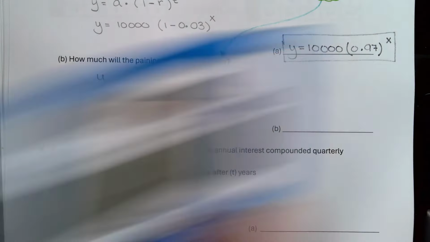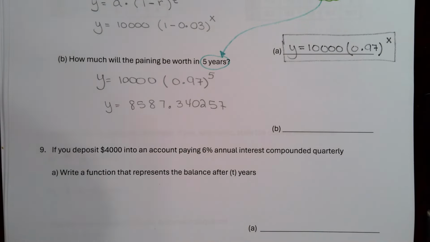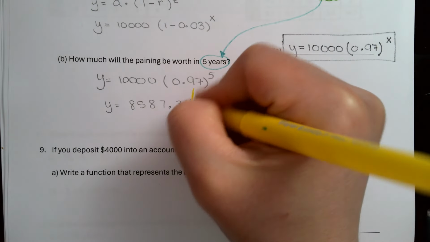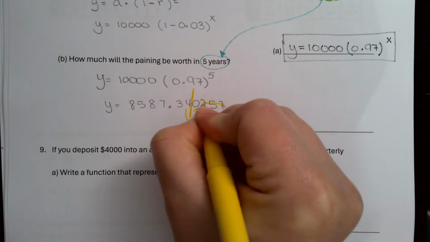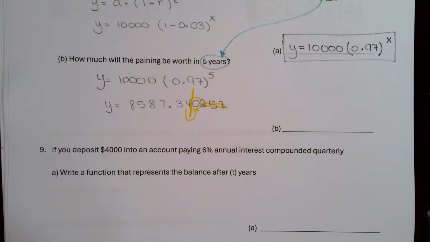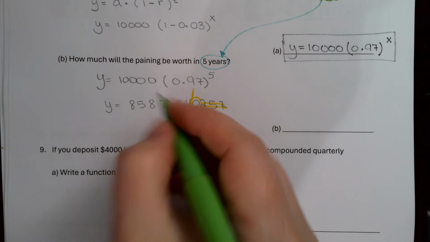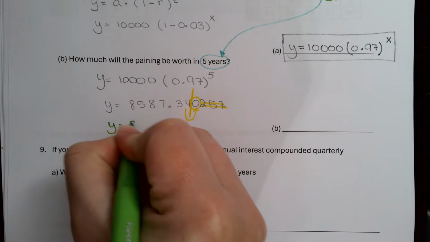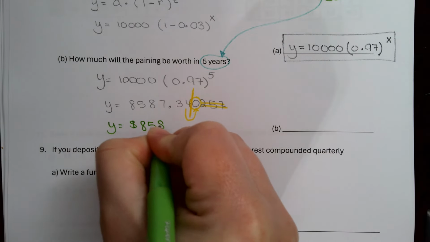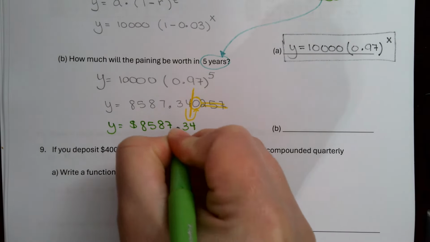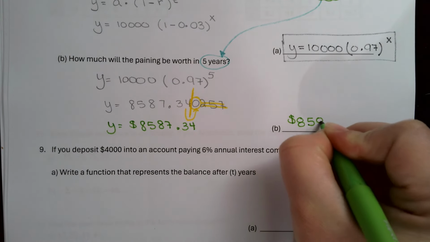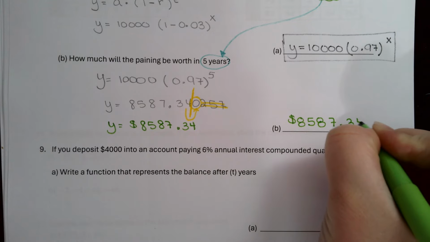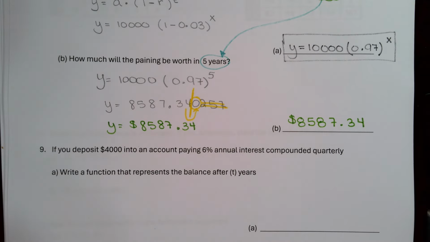8,587.340257. Now I am writing everything down to show you that money is 2 decimal places. So that's going to be our cutoff. We are going to be looking at the number after, which is 0. Because 0 is smaller than 5, we are going to keep the number at $8,587.34. When you're writing your answer, you want to make sure to identify what you're talking about. In this example, we are talking about money. Money has 2 decimal places.